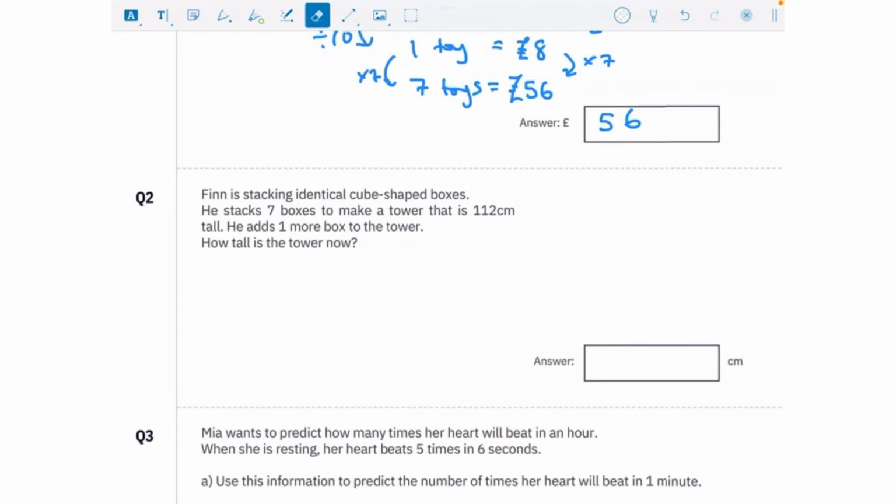Finn is stacking identical cube-shaped boxes. He stacks 7 boxes to make a tower that is 112 centimetres tall. He adds 1 more box to the tower. How tall is it now? So we've got 7 boxes. 1, 2, 3, 4, 5, 6, 7, and that's making a height of 112.